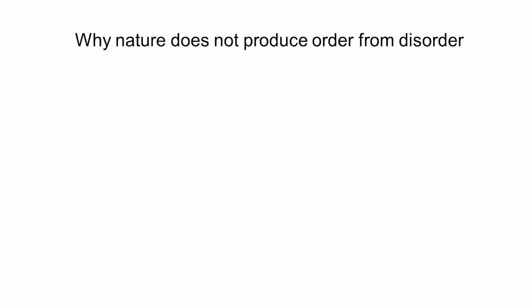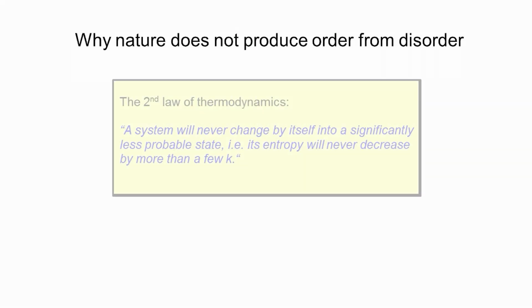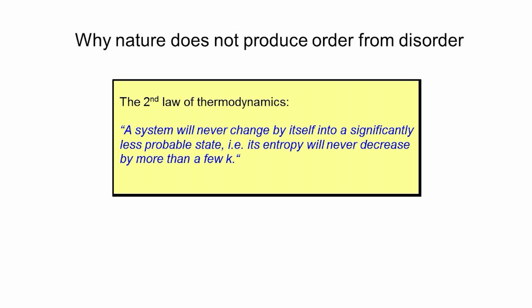This leads us to the question why we cannot observe natural processes that produce ordered constructions like that of a DNA double helix or of a protein. The answer is found in the most basic natural law that governs all physical and chemical processes in nature, the so-called second law of thermodynamics, which is just a description of our everyday experience in scientific terminology. The textbook formulation says, "A system will never change by itself into a significantly less probable state. That means its entropy will never decrease by more than a few K."